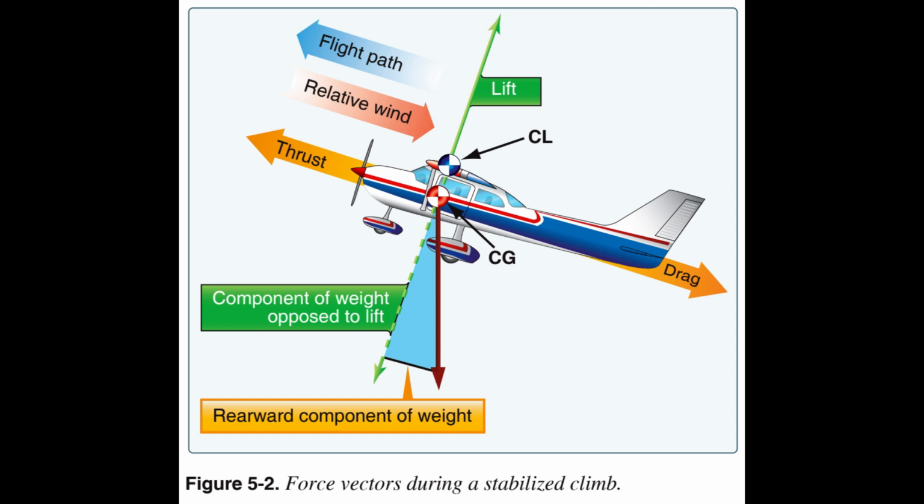In glides, a portion of the weight vector is directed along the forward flight path and, therefore, acts as thrust. In other words, anytime the flight path of the aircraft is not horizontal, lift, weight, thrust, and drag vectors must each be broken down into two components.